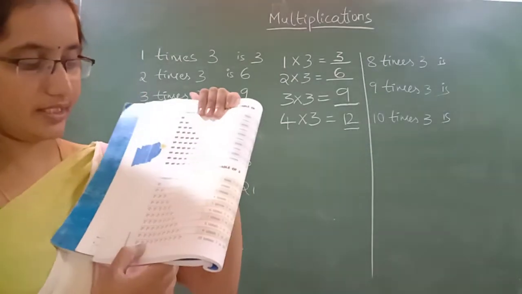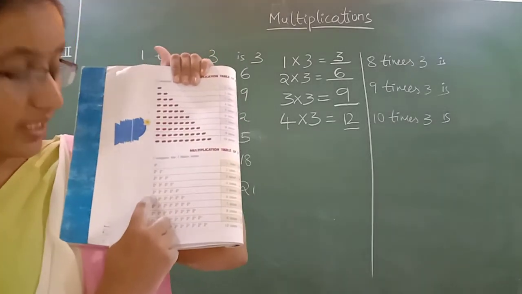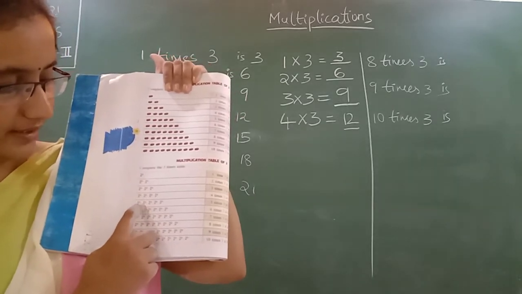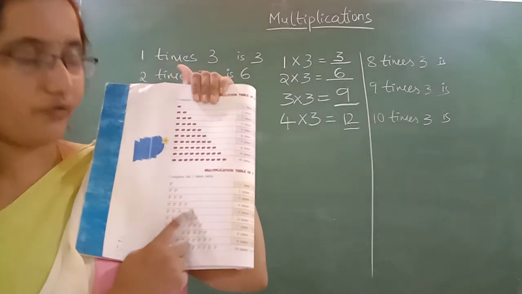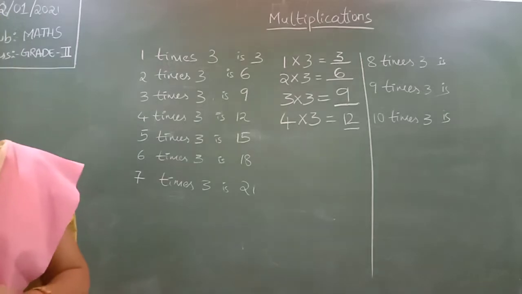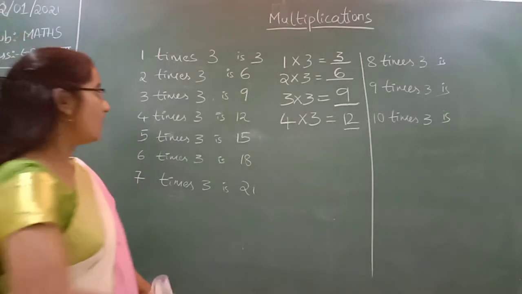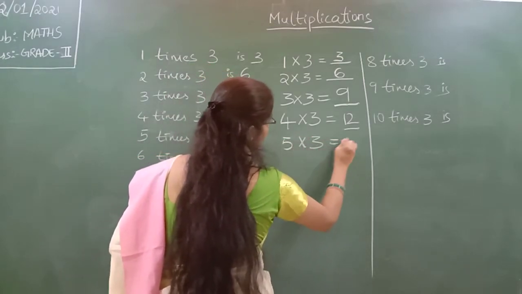Next, 5 times 3 is 15. Count 1, 2, 3, 4, 5, 6, 7, 8, 9, 10, 11, 12, 13, 14, 15. So, 15. 5 times 3 is 15. That is 3 plus 3, 5 times is 15. 5 into 3 is 15.